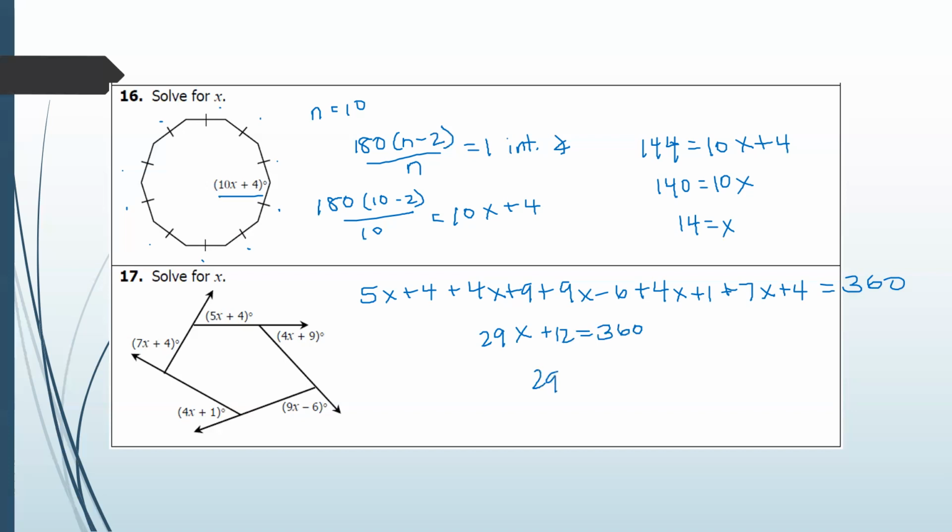Subtract 12 from both sides, 348, and divide by 29. So x equals 12.